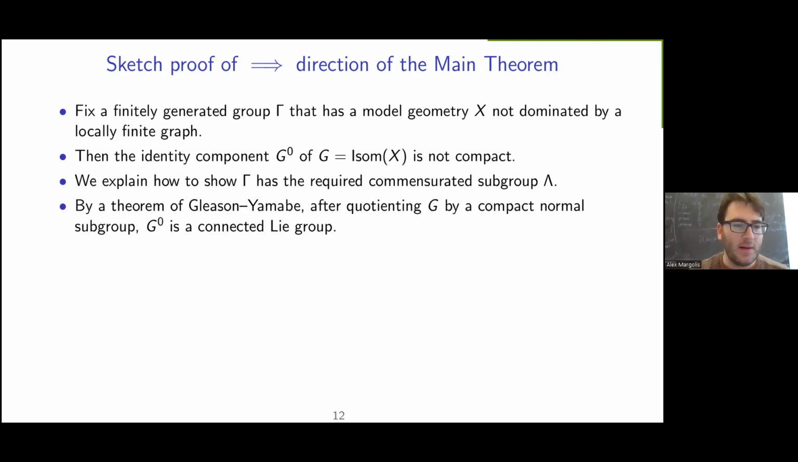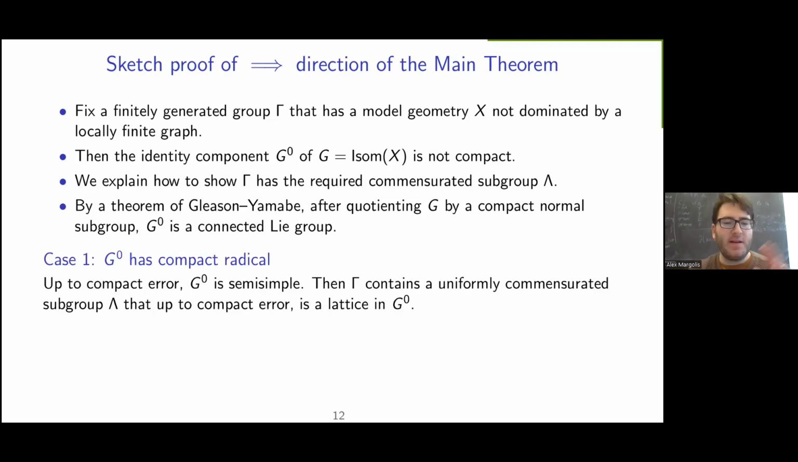It's lots of machinery that goes into this. And now there are two cases to consider. So if G0 has compact radical, remember the radical of a Lie group is the largest connected solvable normal subgroup. If the radical is compact, then up to compact error, the group G0 is semi-simple.